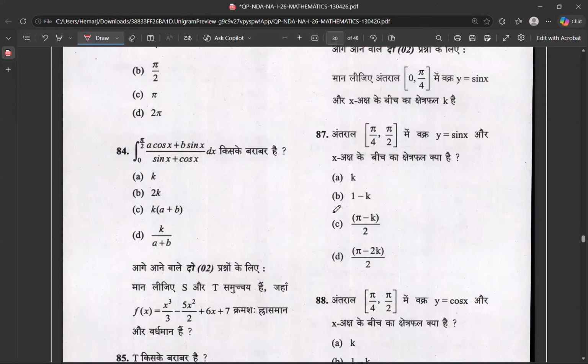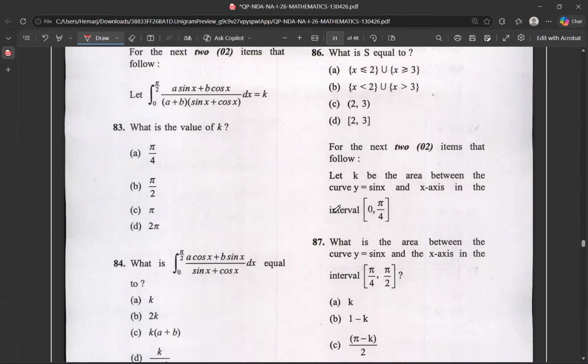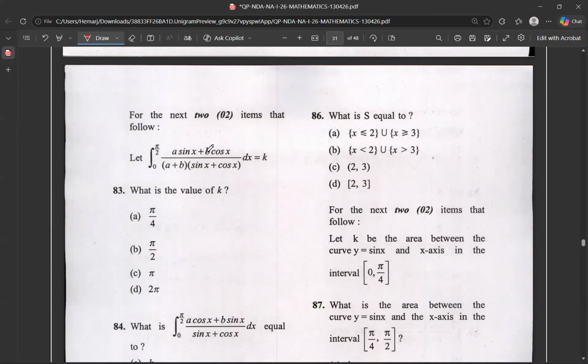Now moving to question number 83. Here it is. So basically it is an integration: integration from 0 to pi by 2 of a sin x plus b cos x, divided by a plus b, times sin x plus cos x, dx equal to k.